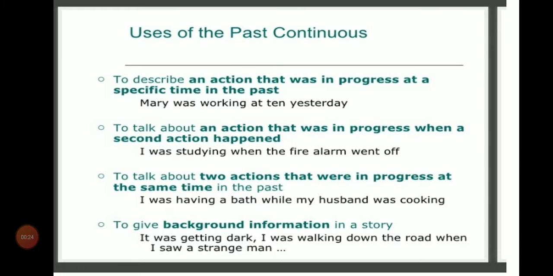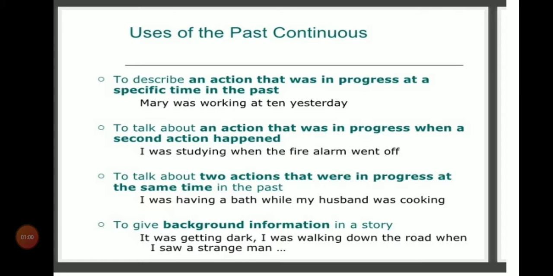We use it to describe an action that was in progress at a specific time in the past. So there is an action which is in progress at a specific time in the past, like Mary was working at 10 yesterday. She was doing something at a specific time yesterday. When exactly? At 10 o'clock. So that's why we're using the past continuous tense. Mary was working at 10 yesterday.